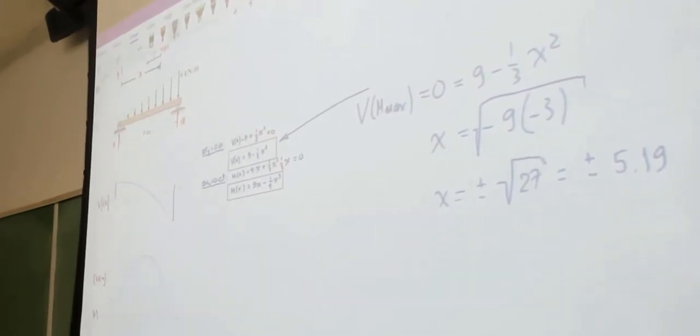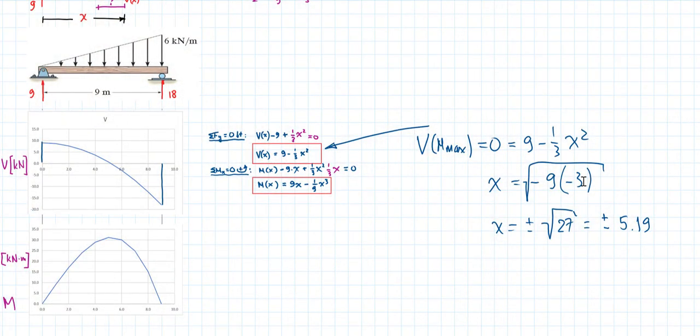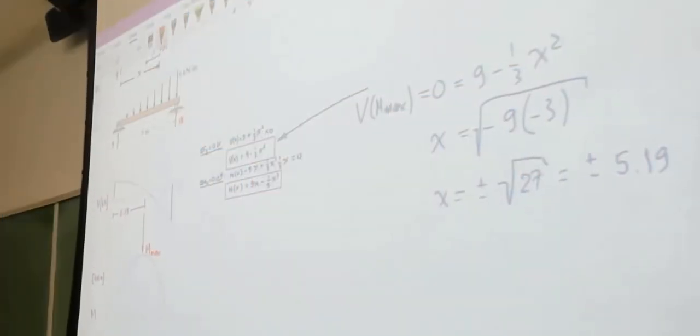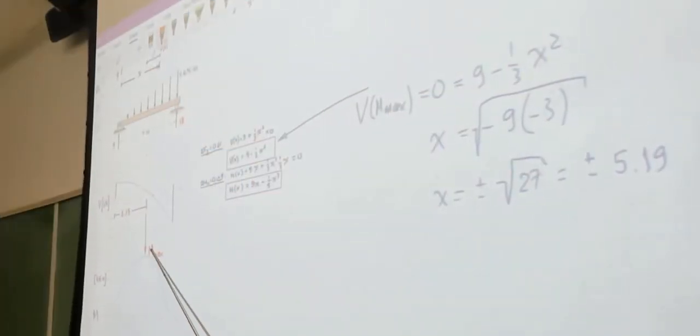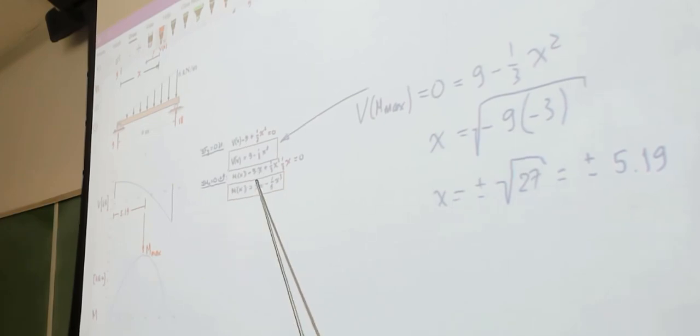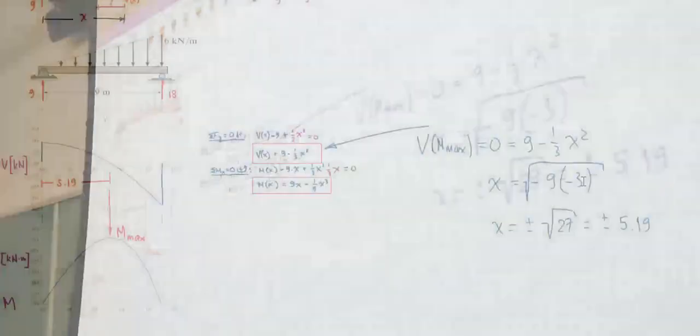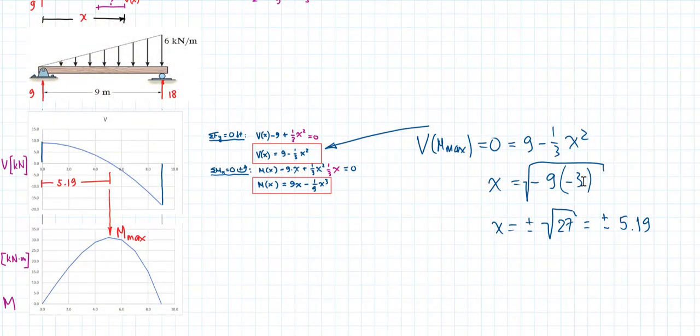So we found the value. This value is 5.19. That's the location of the maximum moment here. Maximum moment. How can I find the value of that moment? Can anybody tell me how I can find the value of this moment? Just plug that in here, right? Just plug that in there.